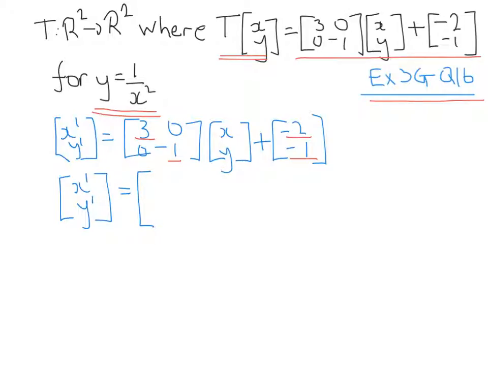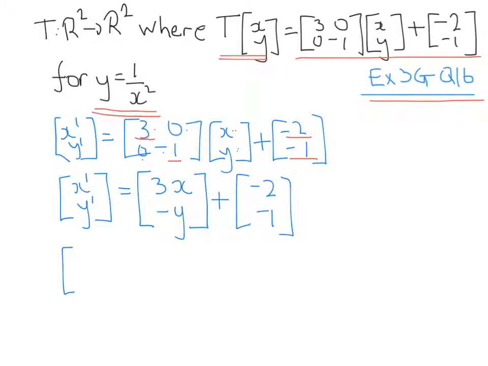3 times x is 3x, 0 times y is 0. So if we multiply these two matrices together, the top element there is 3x, 0 times x is 0, and minus 1 times y is minus y. And we'll have minus 2, minus 1 here.